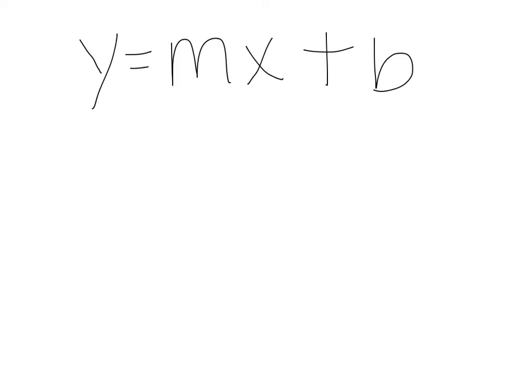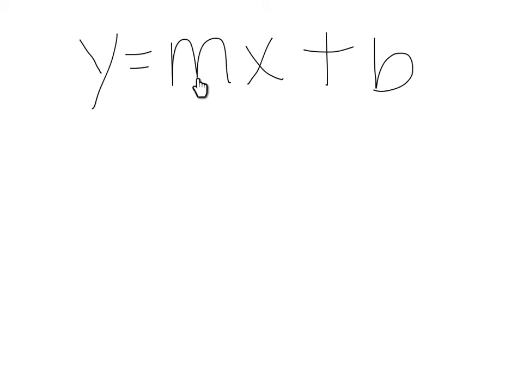Okay, I'm going to talk about the parameter changes for a linear function. First thing that we have to know is this is our slope-intercept form. M is going to be your slope, and that changes your steepness and direction. If M is positive, your line is going to go up from left to right. If it's negative, it's going to go down.